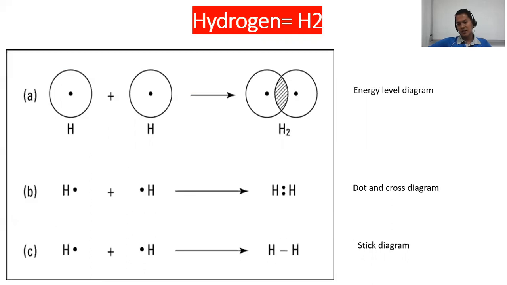Now, in a stick diagram, it's going to look like this. Since this is just 1, these two here represent 1 stick.